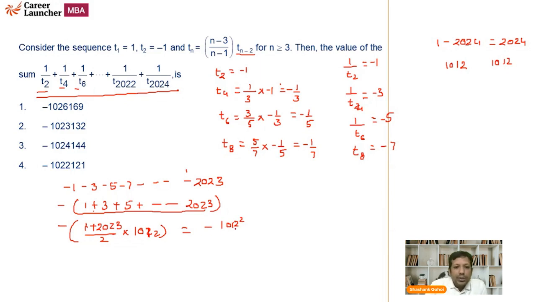So this is a square. So basically this should be ending with 4, and there is only one option ending with 4. So that is going to be option 3. So my answer of this question is going to be option 3. That is minus 102414. Now let's move on to the next one.